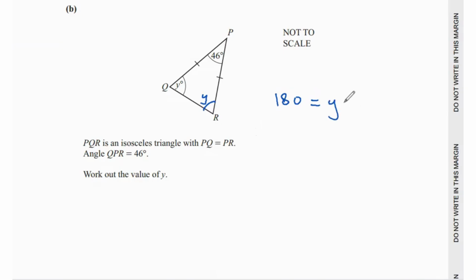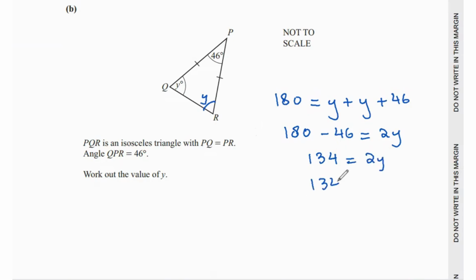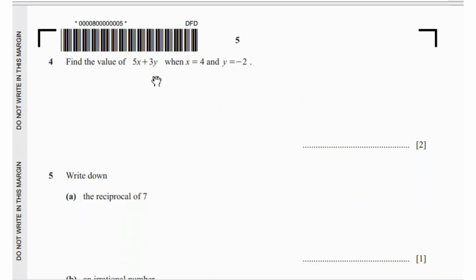So over here, 180 equals 2y plus 46. 180 minus 46 equals 2y, which is going to be 134. Divide 134 by 2, and y is going to be 67 degrees. That's your answer. Then find the value of 5x plus 3y when x equals 4 and y equals negative 2. Very simple. You just have to substitute the values of x and y into the expression.